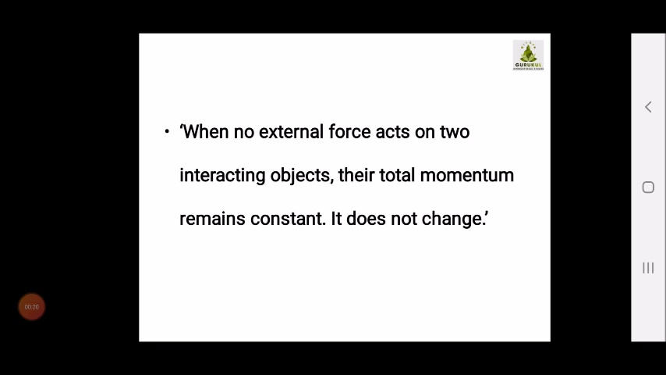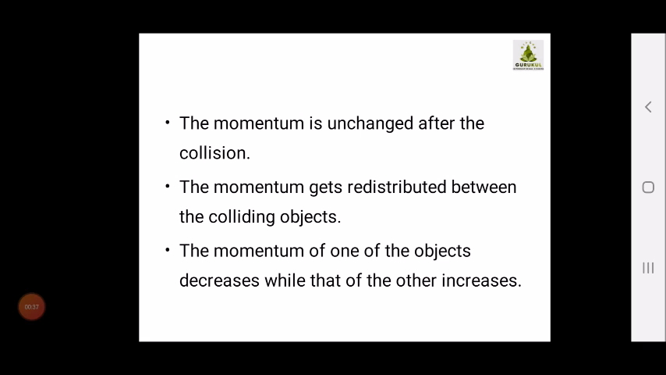First, when no external force acts on two interacting objects, their total momentum remains constant. It does not change. The momentum changes only after the collision. Once they collide with each other, that is the time the momentum gets changed.